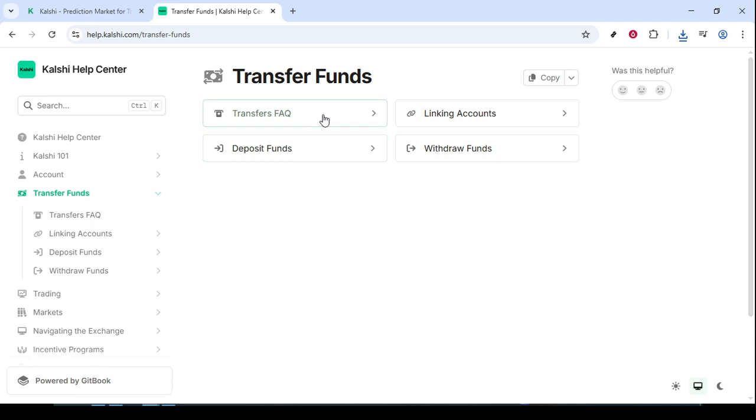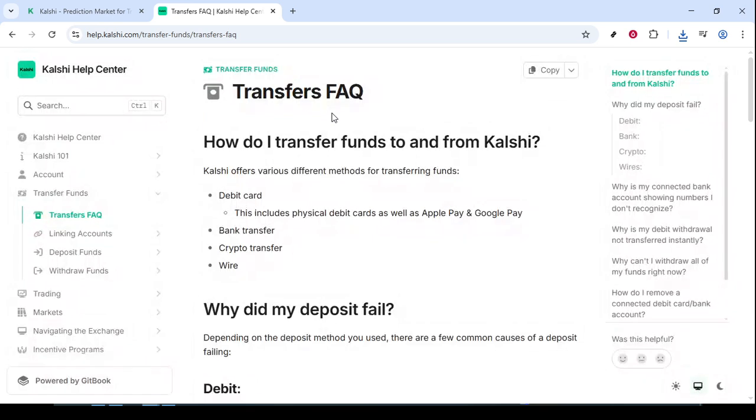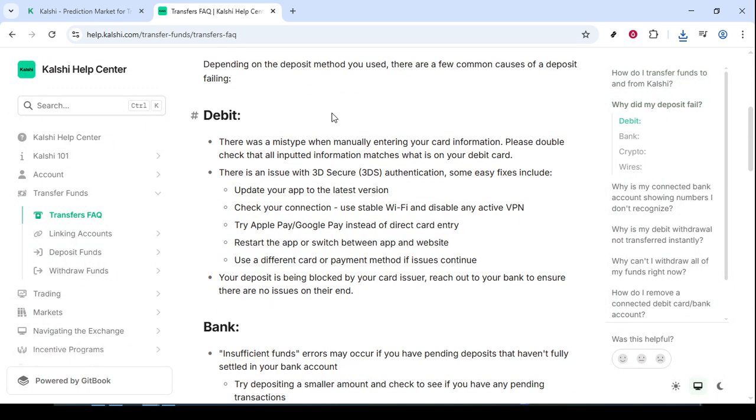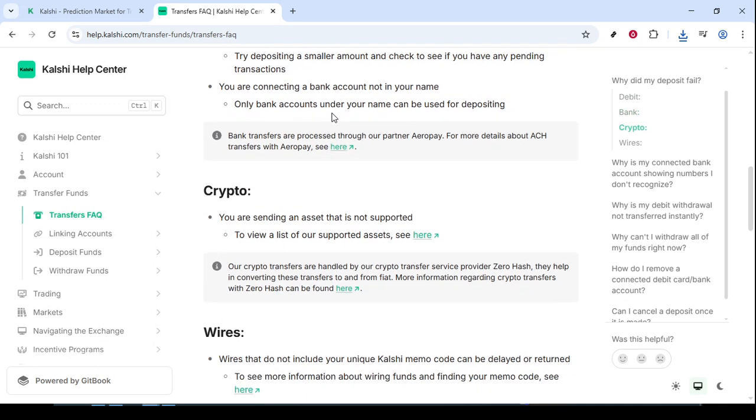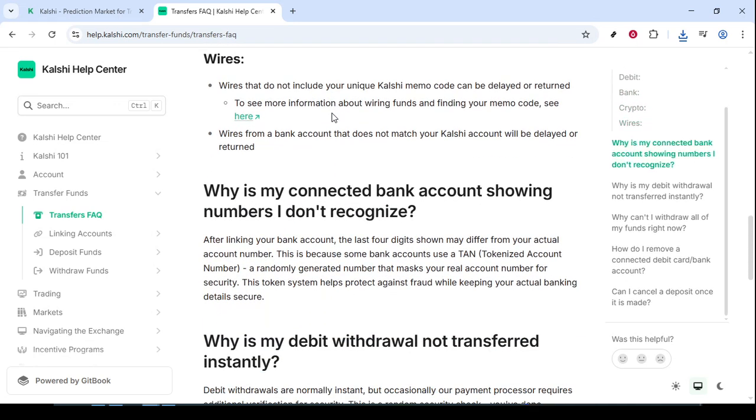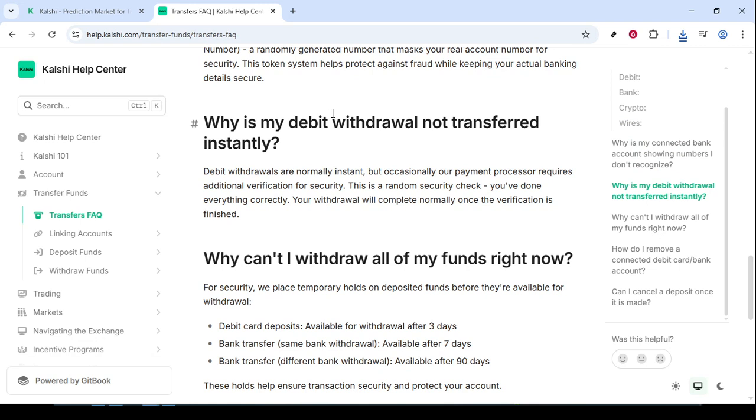Next, click on the Transfers FAQ link. This FAQ is designed to answer the most common questions and concerns related to fund transfers. It's a great starting point to understand the typical hurdles users face and provides much needed clarity on common issues. As you go through the FAQ, you'll find that one of the most common questions asked is why debit withdrawals are not transferred instantly. Understanding this can immediately relieve some confusion and frustration.